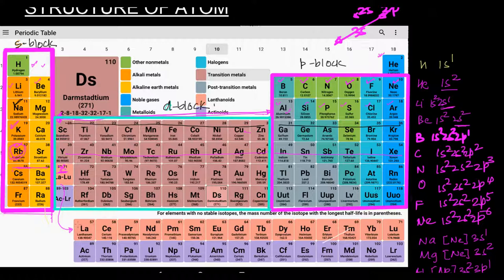So 1, 2, 3, 4, 5, 6, 7, 8, 9, 10, 11, 12, 13, 14, 15. There are 15 of them, because this last one goes to the d block. But its properties are similar to the f block, so we study it as an f block, right? Rather, this is an f block element. Lutetium is an f block element.